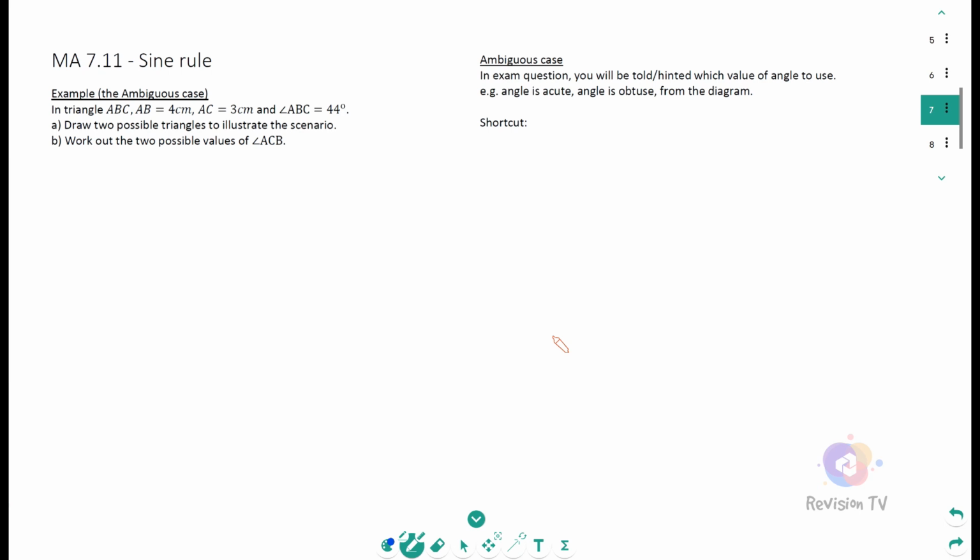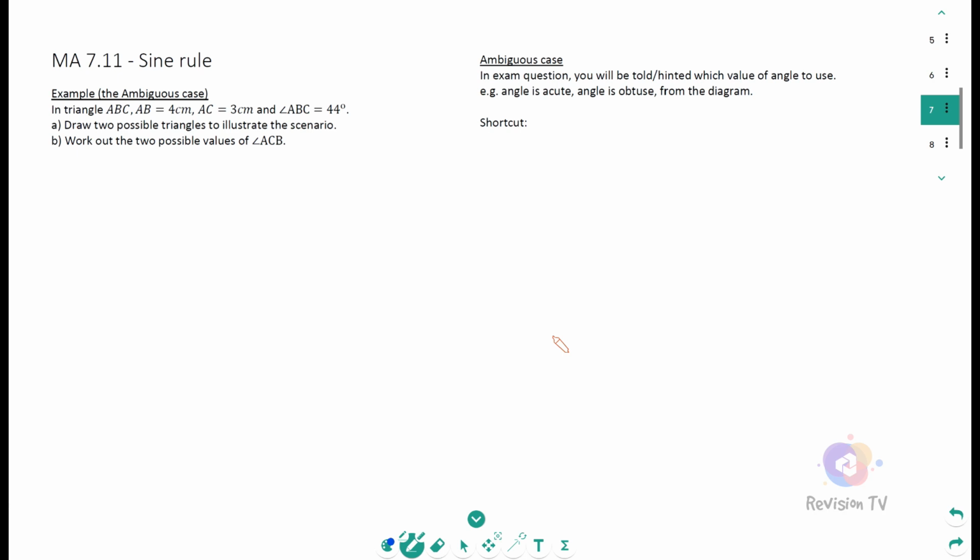Anyway, the ambiguous case means unclear rule, unclear case. So you have to be careful about them. In triangle ABC, AB equals 4 centimeters, AC equals 3 centimeters, and the angle ABC equals 44 degrees. Draw two possible triangles to illustrate the scenario.